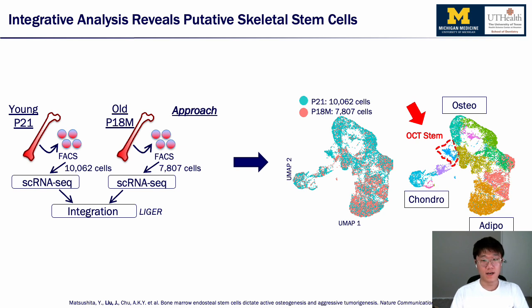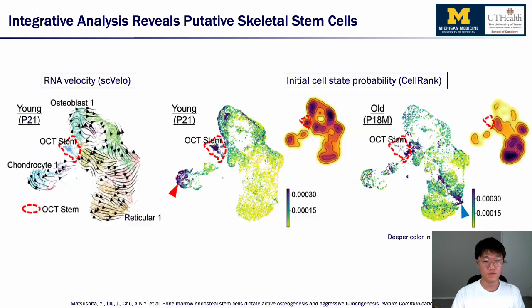So in order to find candidates of a putative stem cell cluster, we first performed 2 rounds of single-cell sequencing, separately from young mice aged at P21 and old mice aged at P18 months, and we integrated them with our previously published integrative analysis tool, which is called LIGER. And here, strikingly, we found this really interesting cluster called the osteochondro stem cluster, or OCT stem cluster, surrounded by the osteoblast islands, the chondrocyte islands, and the adipocyte islands.